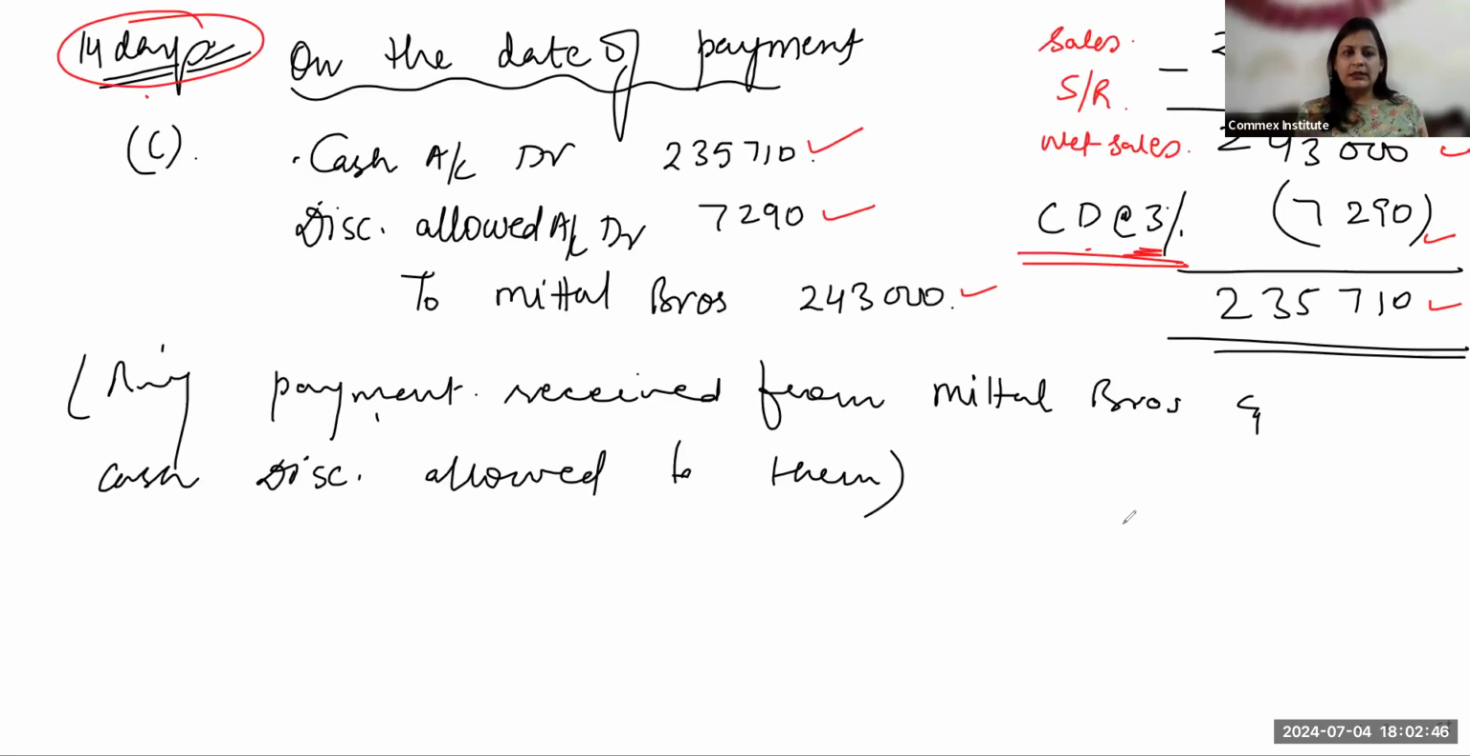Okay. Moving on to transaction 13. I hope everybody took it down. Can I change the sheet?